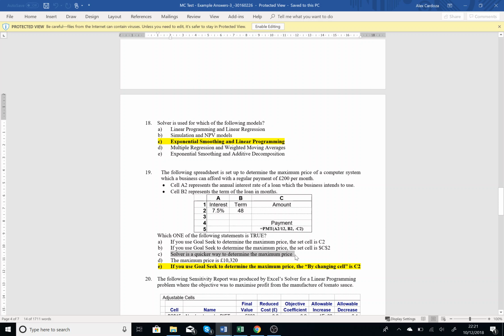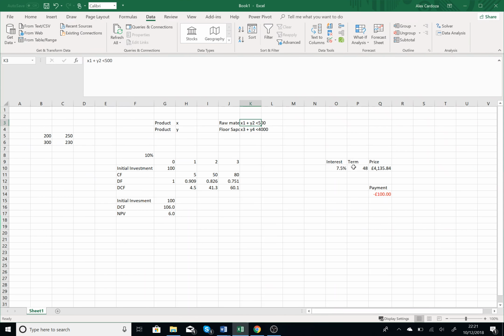Solver is a quicker way to determine the maximum price. That's not true, because they're the same thing. Solver and Goal Seek are the same thing. The maximum price is 10,320, or if we use Solver we can find that out. So let's show you how you would do it, because now we're going to use Solver.